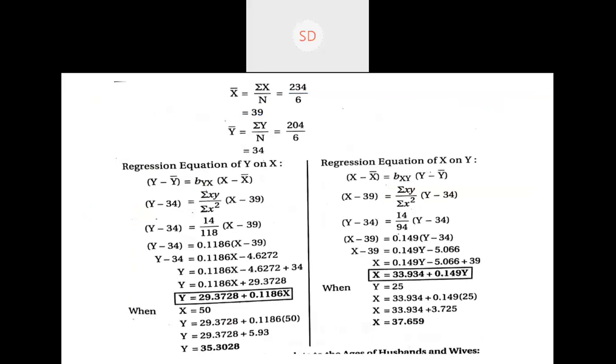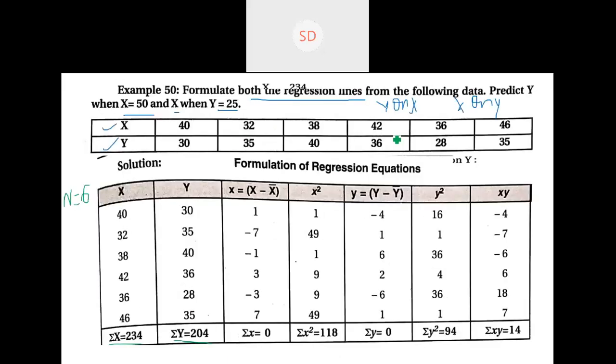So calculating x bar and y bar. So summation x is 234 divided by 6. Your x bar is 39 and y bar is 34. Okay, going back to find the deviations. Now how much was your x bar? 39. So x minus x bar, here is the x bar. So 40 minus 39 is 1. 32 minus 39 is minus 7. 38 minus 39 is minus 1. 42 minus 39 is 3. 36 minus 39 is minus 3. 46 minus 39 is 7.